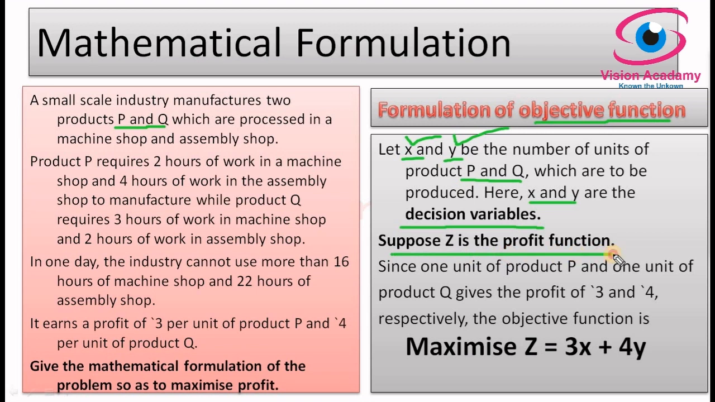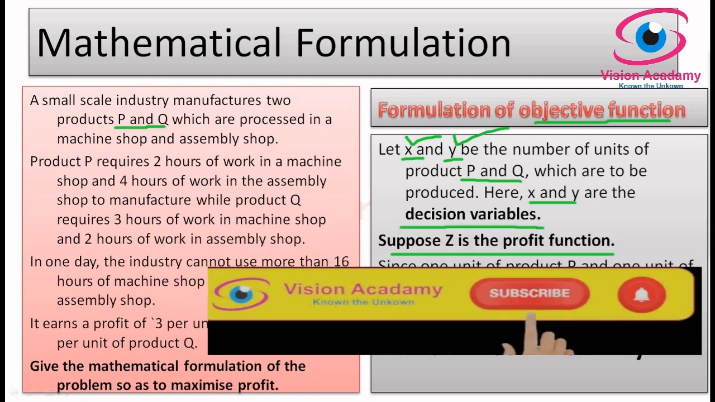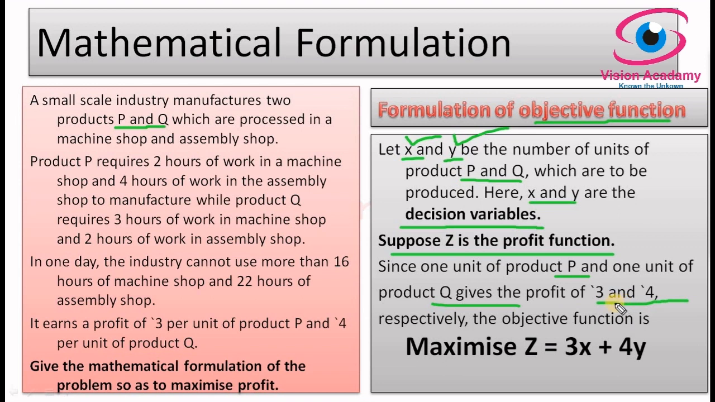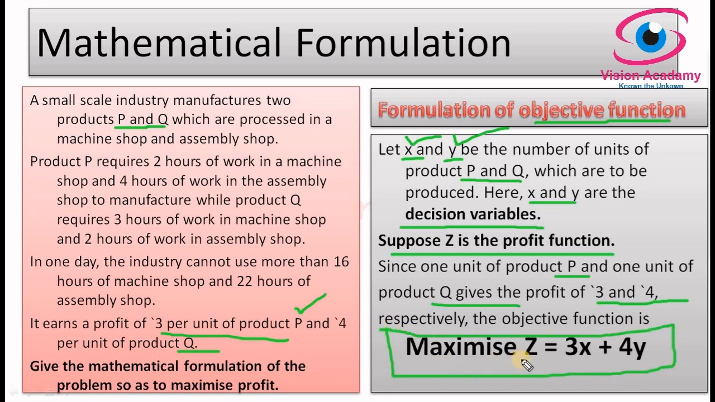Suppose Z is the profit function, since we have considered 1 unit of product P and 1 unit of product Q, which give 3 and 4 rupees per unit. Look here, it earns a profit of 3 rupees for product P. Product P gives 3 rupees per unit of production and 4 rupees per unit of production for product Q. Then can't we express it in this way? That means maximization of profit, we have to make a maximization.